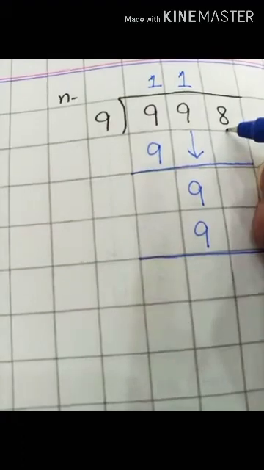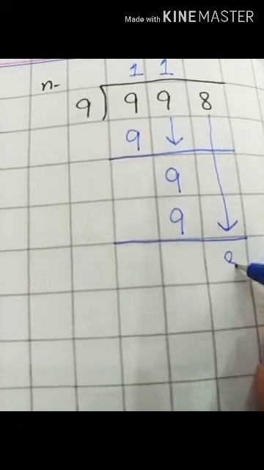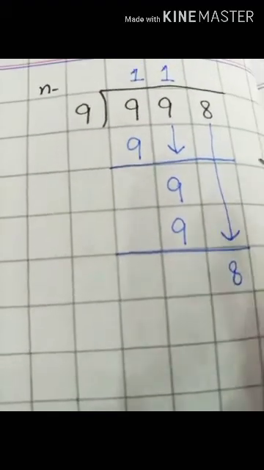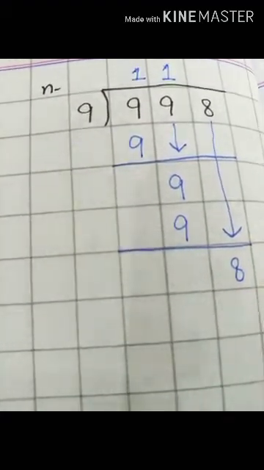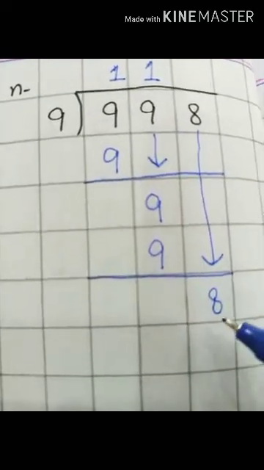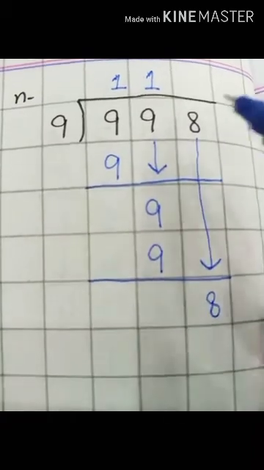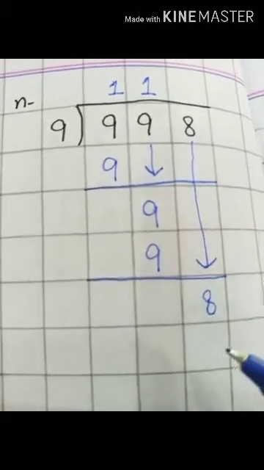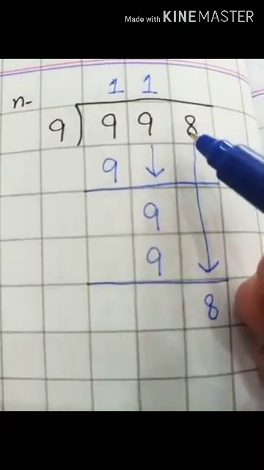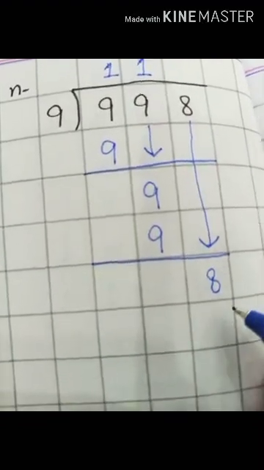So bring this 8 down here and this 8 is smaller than my divisor. Students, look at this. This 8 is smaller than my divisor. I can't divide it further, but this one is not my remainder because this is part of my dividend. I can't take it as a remainder. So how can I solve it?